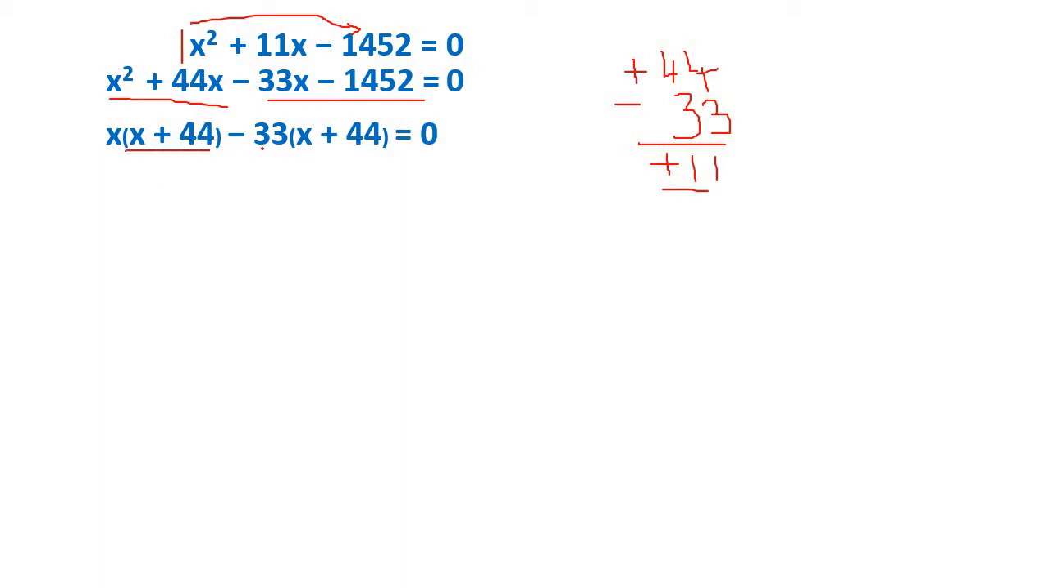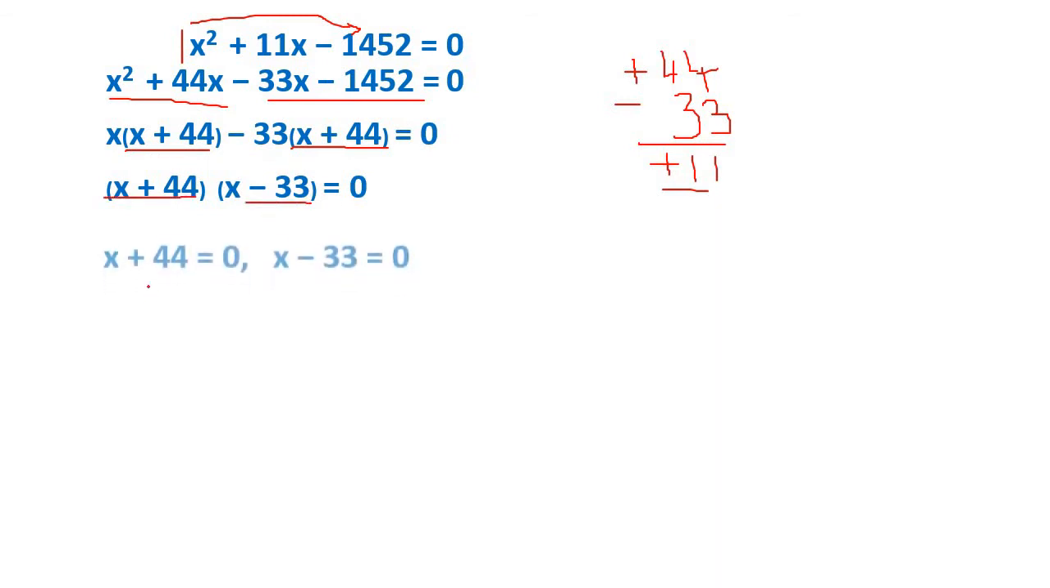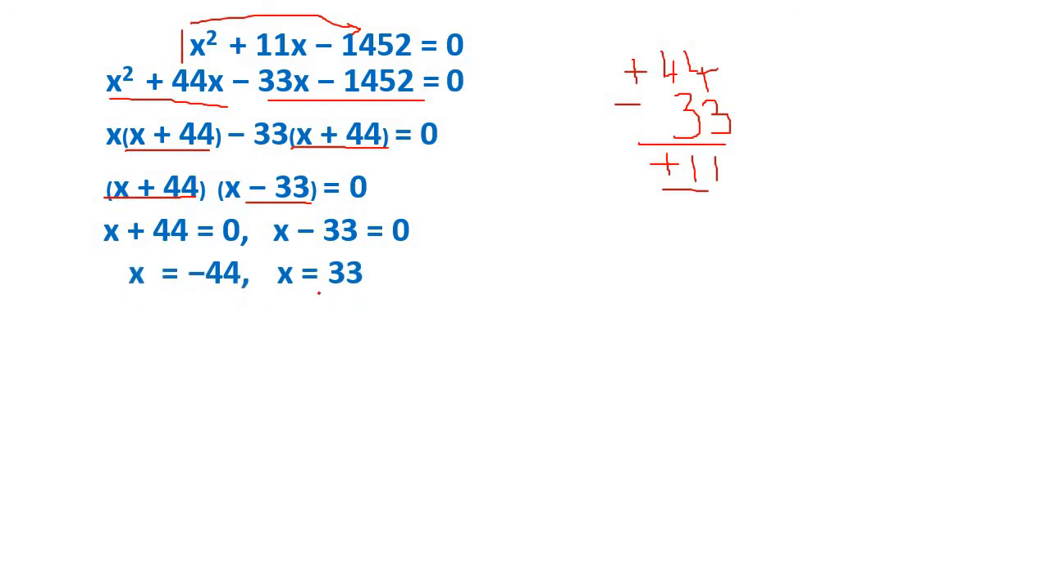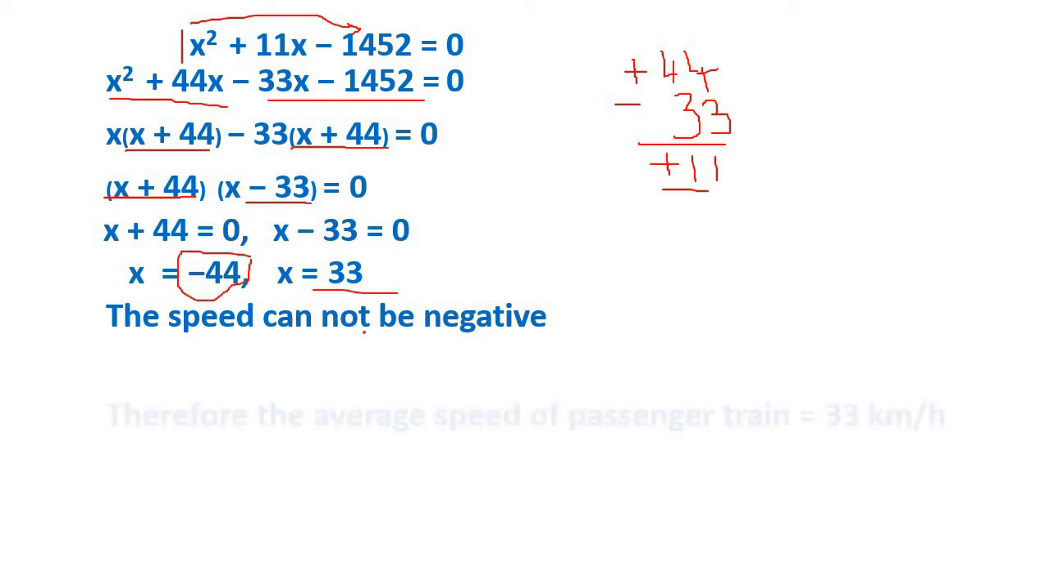Here x plus 44 is common. Take out x plus 44 as common. Then the remaining term is x minus 33, which is equal to 0. Therefore, x plus 44 is equal to 0 and x minus 33 is equal to 0. x is equal to minus 44 and x is equal to 33. Therefore, the speed of the train cannot be negative, so don't consider this minus 44.